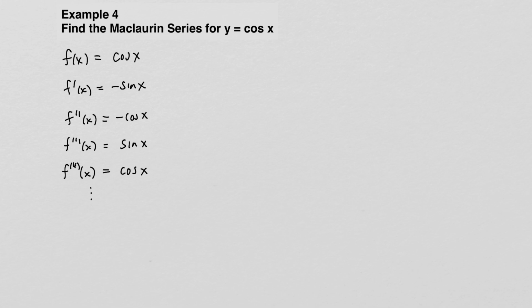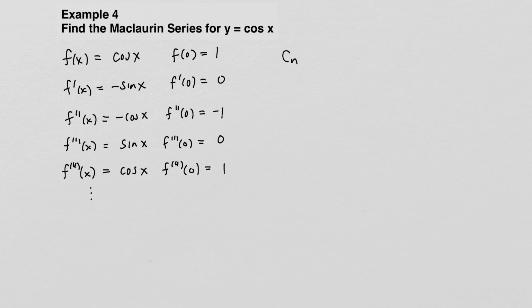And of course, this pattern continues indefinitely. Now, if I plug 0 into my original function cosine, I get 1. If I plug 0 into the first derivative, we get 0. Plugging 0 into the second derivative, we get negative 1. Plugging 0 into the third derivative, we get 0. And plugging 0 into the fourth derivative, we get 1.